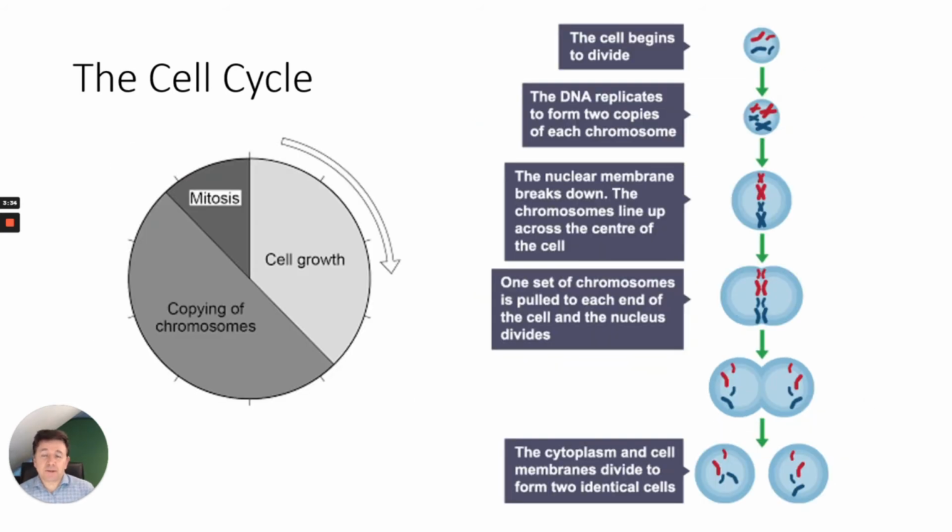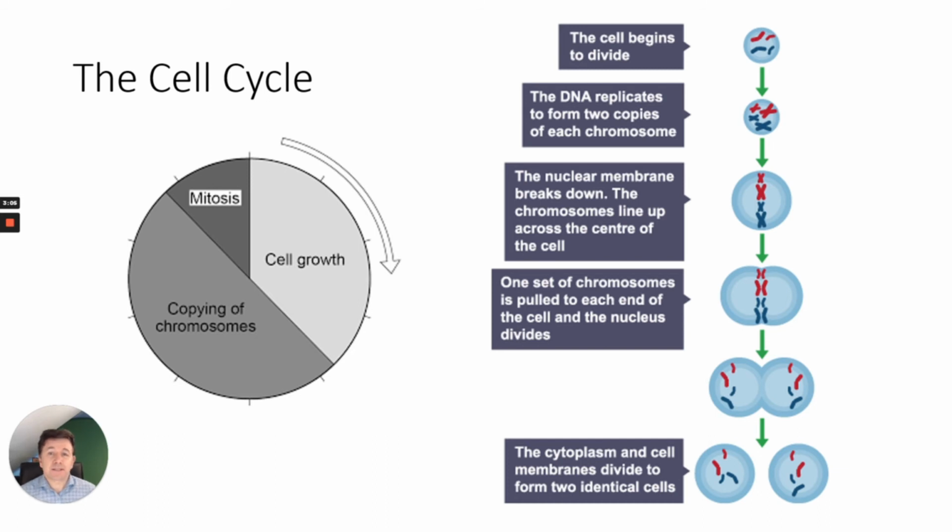So the cell cycle, very simply, is the way that your cells divide and produce copies. So the first stage is cell growth. That's when DNA is replicated, or a copy is produced of that DNA, and they grow, and then mitosis occurs. Now, mitosis is a form of cell division where you're producing genetically identical cells.